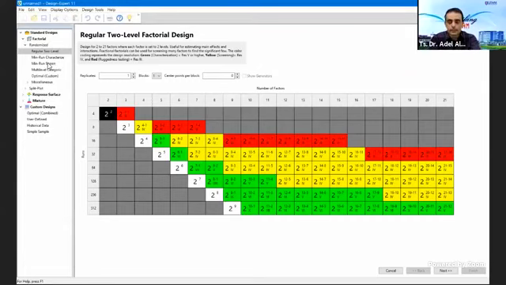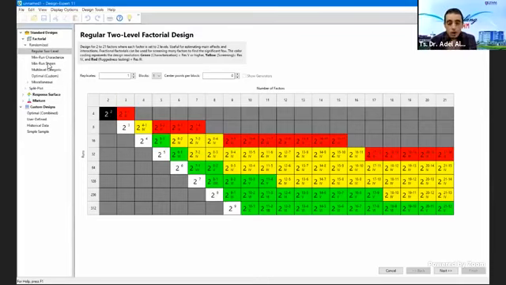What is the main idea here? This program should be used before you go to the lab, not after. Before you go to the lab, you must work on RSM. This is the main difference between this program and the SPSS program. SPSS will help you to analyze the data you already collected. This program will help you to collect the data itself. It will help you to design your experiment and then collect the data, then come back again to the software, and it will help you analyze. So this program will help you twice, one before the experiment and one after the experiment.